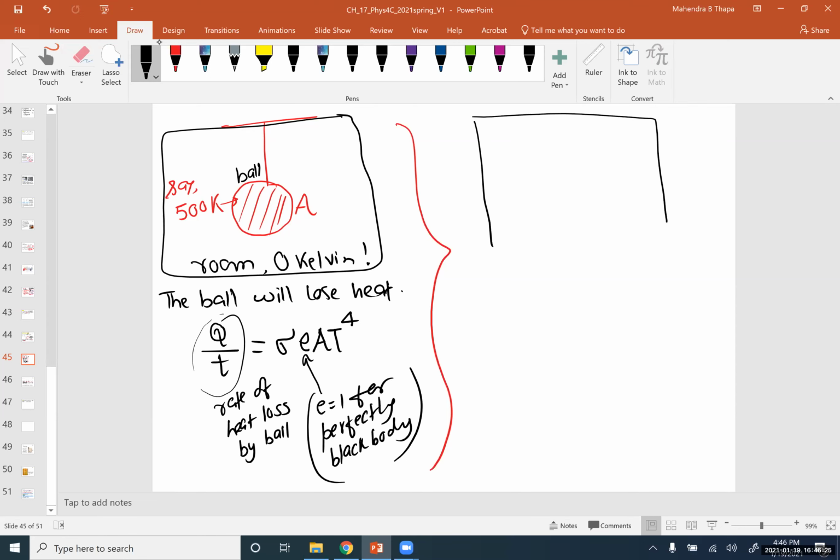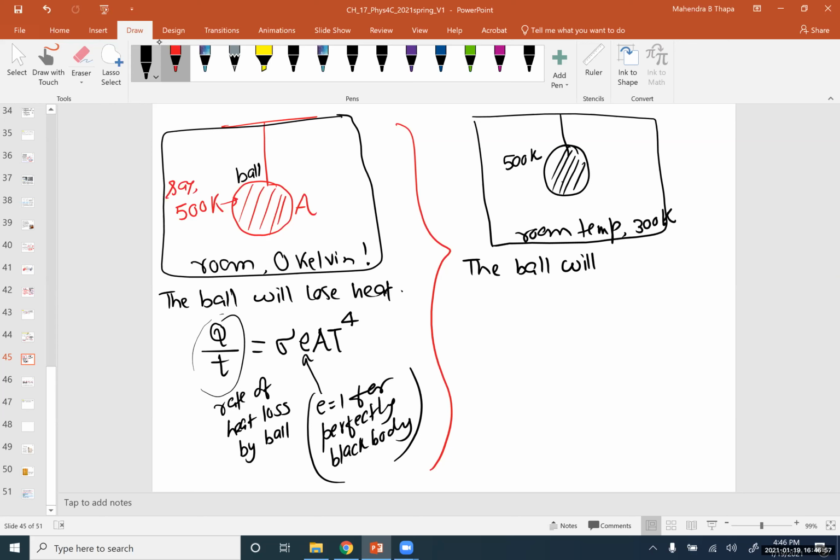Okay, so we have the same ball, we have the same temperature, but now the room temperature is not 0 Kelvin. Say, for example, it's 300 Kelvin. In that scenario, this ball will do two things. The ball will lose heat and gain heat.